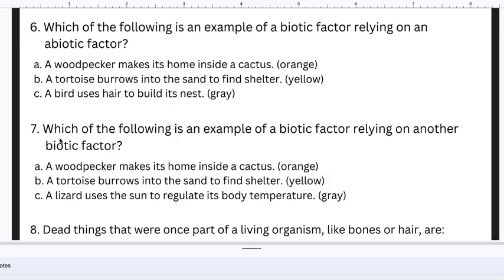Number 7. Which of the following is an example of a biotic factor relying on another biotic factor? A, a woodpecker makes its home inside a cactus. B, a tortoise burrows into the sand to find shelter. Or C, a lizard uses the sun to regulate its body temperature.